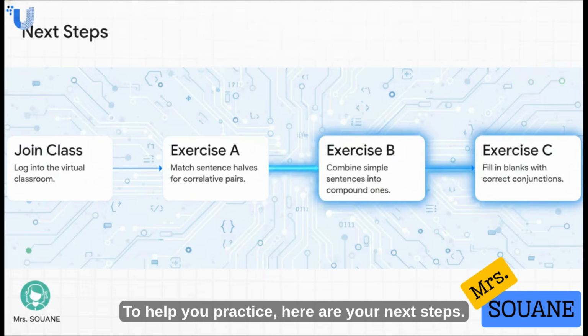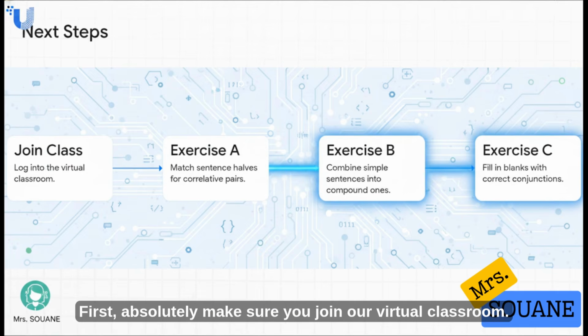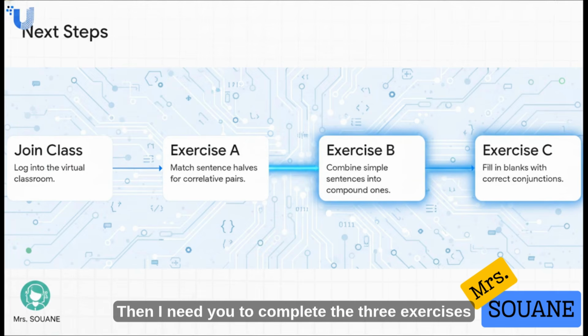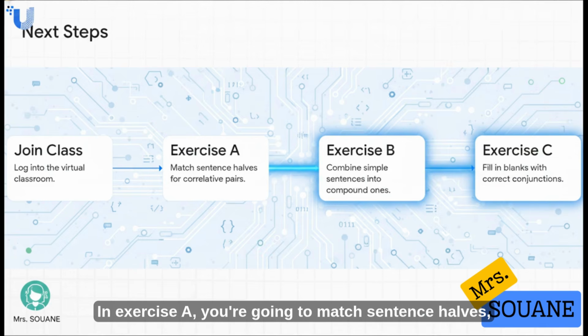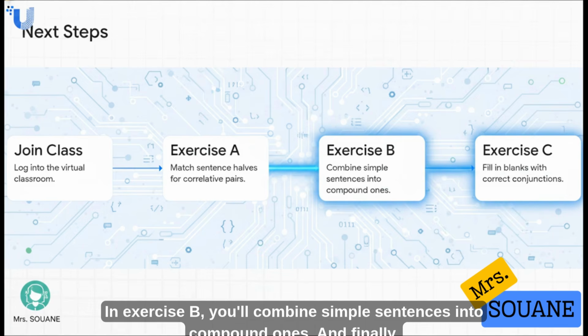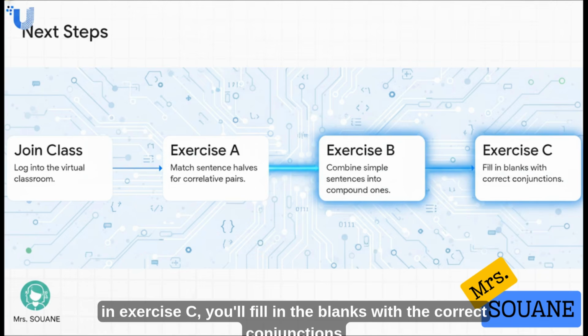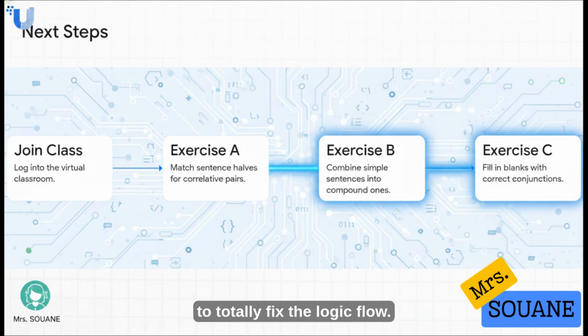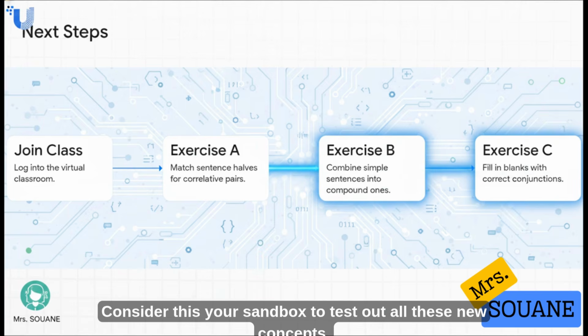To help you practice, here are your next steps. First, absolutely make sure you join our virtual classroom. Then I need you to complete the 3 exercises from Unit 7 and 8. In Exercise A, you're going to match sentence halves, which is great practice for your correlative pairs. In Exercise B, you'll combine simple sentences into compound ones. And finally, in Exercise C, you'll fill in the blanks with the correct conjunctions to totally fix the logic flow. Consider this your sandbox to test out all these new concepts.